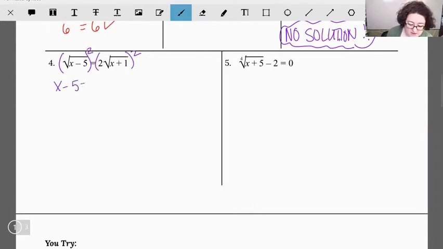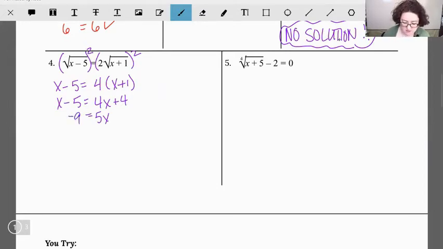So on the left, I'll get x minus 5. On the right-hand side, 2 squared is 4. And then I have the x plus 1. So distributing out, I have 4x plus 4. Combine my like terms, subtract an x from both sides, I have a 3x. Subtract a 4 from both sides, I have a negative 9. And then divide both sides by 3, I get a negative 3.